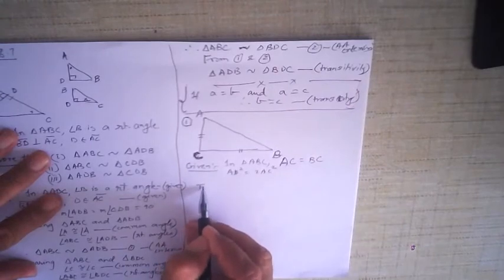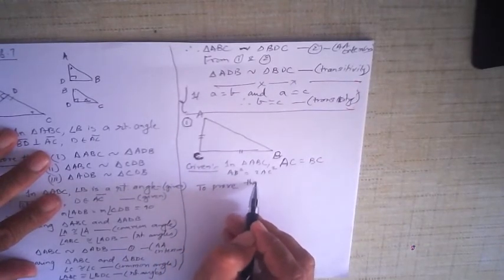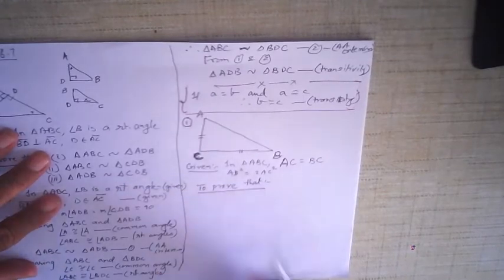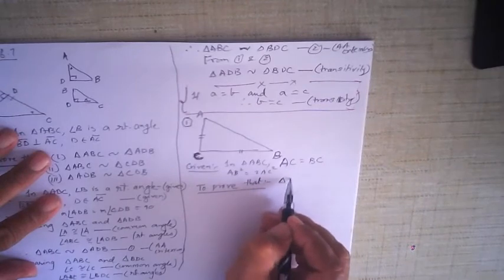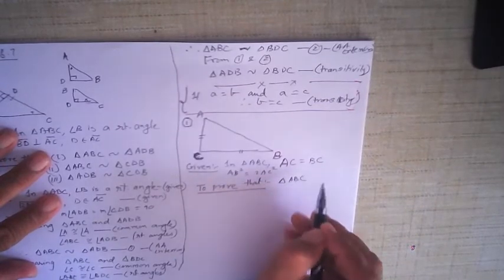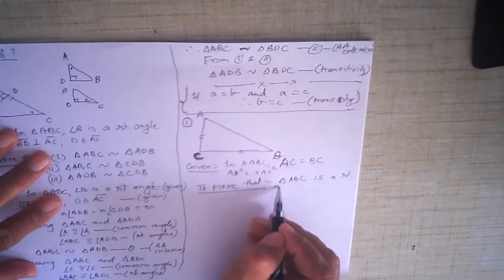We want to prove that. Now what do we want to prove? To prove that triangle ABC is a right angled triangle.